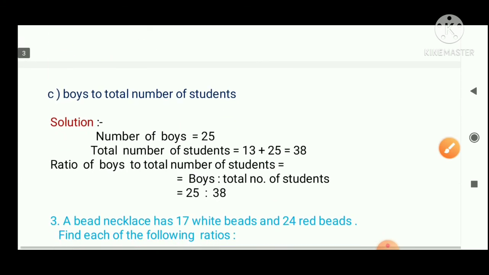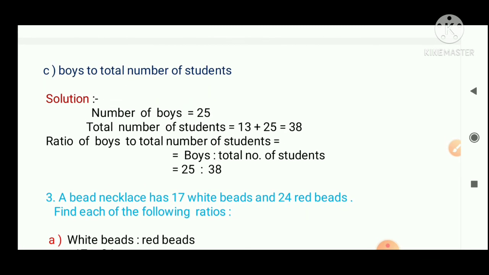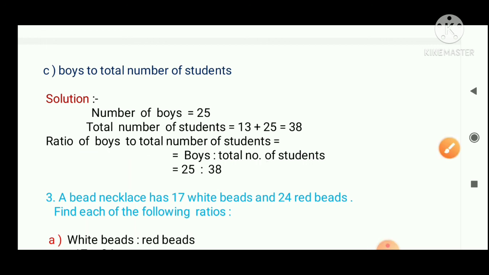Next we have to find boys to the total number of students. Now in this example the number of boys and the number of girls are given. So how to find the total number of students? By adding the number of boys and the number of girls. So we get the total number of students: 13 plus 25 is equal to 38. Now we have to find the ratio of boys to the total number of students. So we write it using the symbol of ratio. Boys to total number of students: boys are 25 and the total number of students is 38. So we get the ratio 25 is to 38.